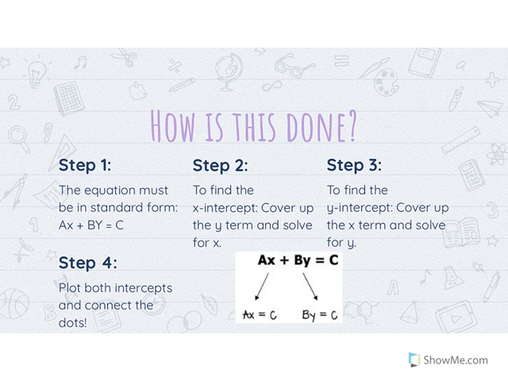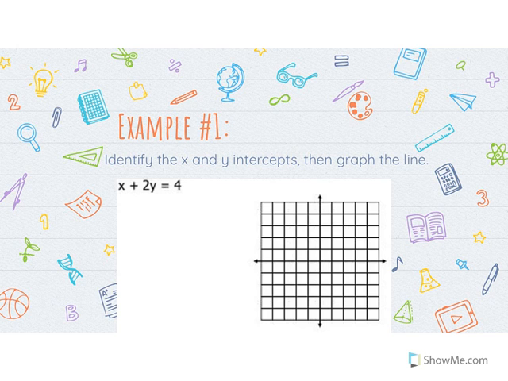Step 4, you're going to plot both intercepts and connect the dots. Okay, so those are all of our steps, so let's actually go through and do some examples. Example 1, you're going to identify the x and y intercepts and then graph the line. So our step 1, we want to make sure that we are in standard form, ax plus by equals c. It looks like we have our x term, our y term, and then our constant, that number by itself, so we are in standard form.